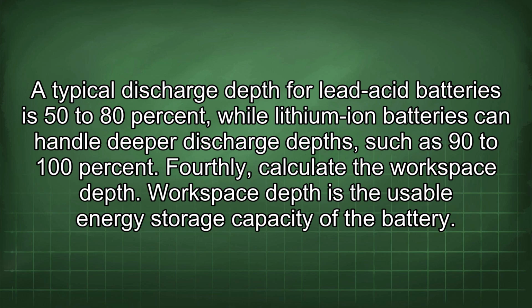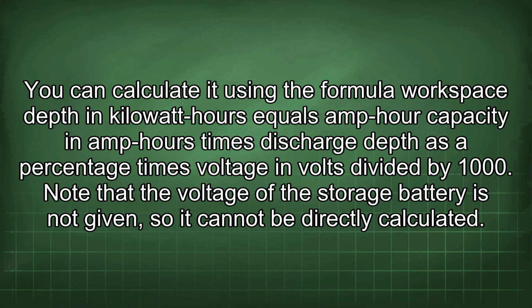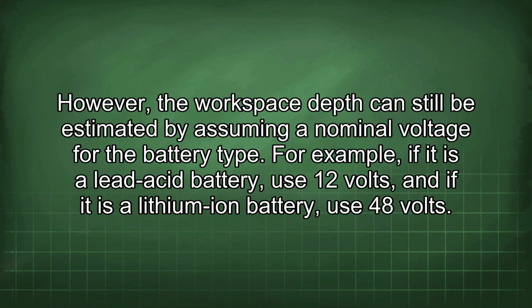Fourthly, calculate the workspace depth. Workspace depth is the usable energy storage capacity of the battery. You can calculate it using the formula: workspace depth in kilowatt-hours equals amp-hour capacity in amp-hours times discharge depth as a percentage times voltage in volts divided by 1000. Note that the voltage of the storage battery is not given, so it cannot be directly calculated. However, the workspace depth can still be estimated by assuming a nominal voltage for the battery type.